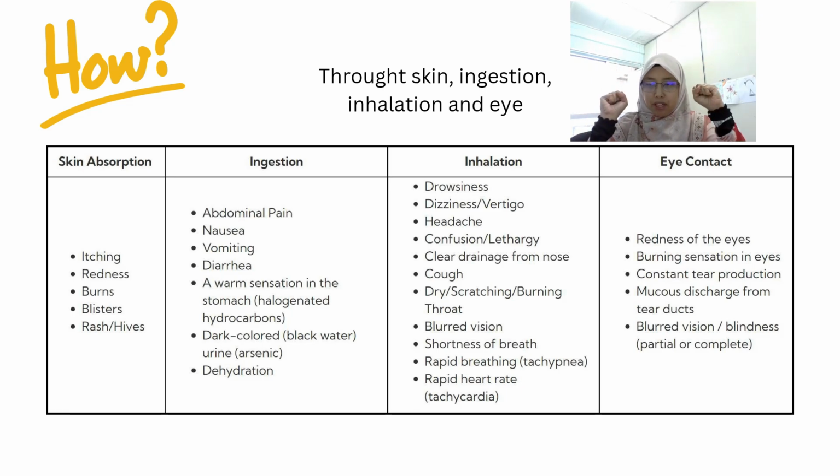Meanwhile, inhalation of chemical hazards can cause drowsiness, dizziness, headache, confusion, clear drainage of the nose, dry cough, blurred vision, shortness of breath, rapid breathing, and also rapid heart rate. And lastly is eye contact, which causes redness of the eye, a burning sensation, constant tear production, and mucus discharge from the tear ducts.